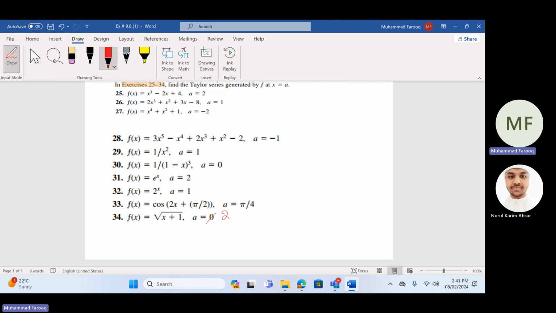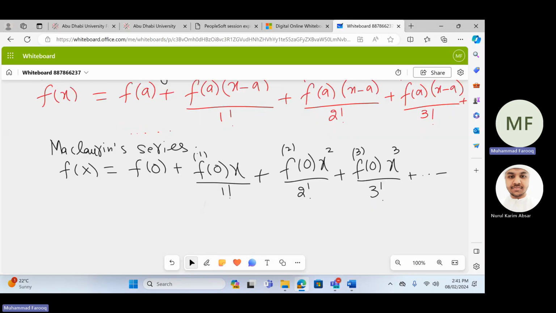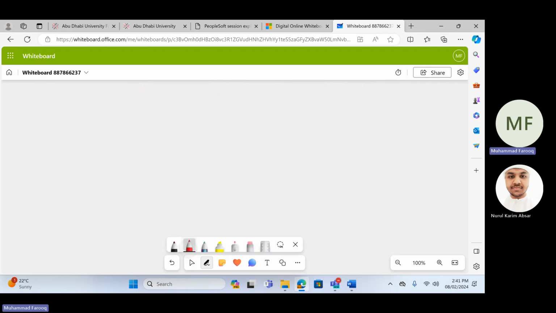Which order? 4. So 4 means derivative. Yes, we need 4 derivatives of this function. Doctor, do you derive 4 times first? Yes, we have to derive 4 times. You're right. Doctor, this is Taylor. So 34, just as a reference, I'm giving 34, but I change the values. So 34 question from 9.8. The function I took the same. So please find the Taylor series.